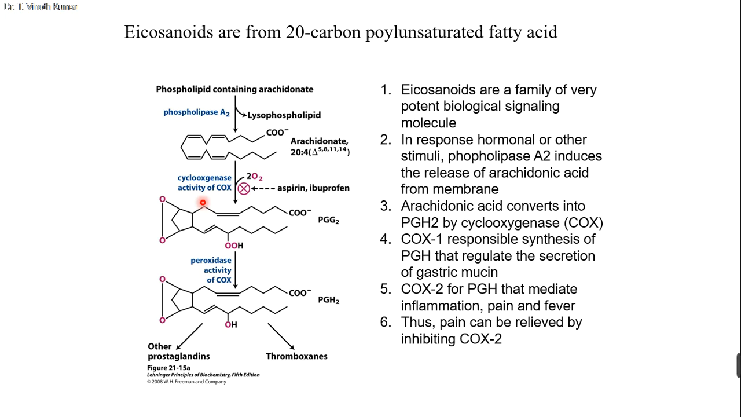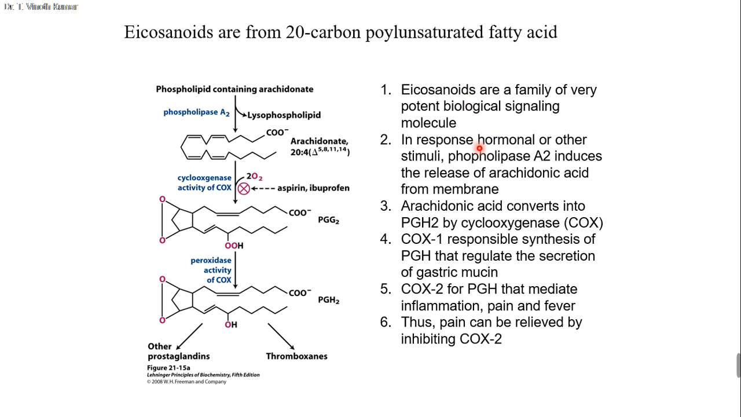So this is the biochemical pathway leading to the synthesis of prostaglandins. You can have a look at the phospholipid containing arachidonic acid, that is C20. So this will liberate lysophospholipid, by the action of phospholipase A2. Eicosanoids are a family of very potent biological signaling molecules, which includes prostaglandins, thromboxanes and leukotrienes. All the three come under eicosanoids.